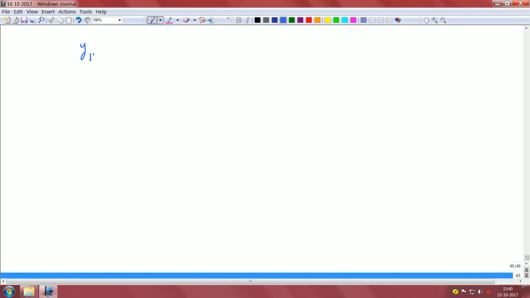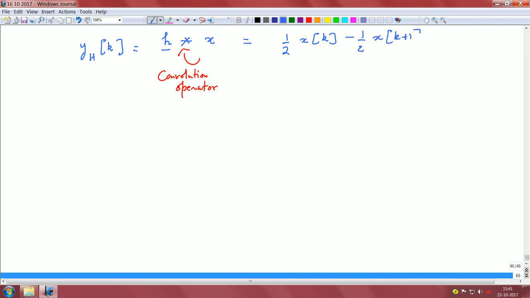Let us consider y_h of k as h convolved with the sequence x, and this is the convolution operator. Of course, people who think about it in computer science think it is a star, a multiplication, but for us it is convolution. Okay. Now, directly you can just convolve h with x, this is half x_k minus 1/2 x_{k+1}. Okay, this is straightforward.